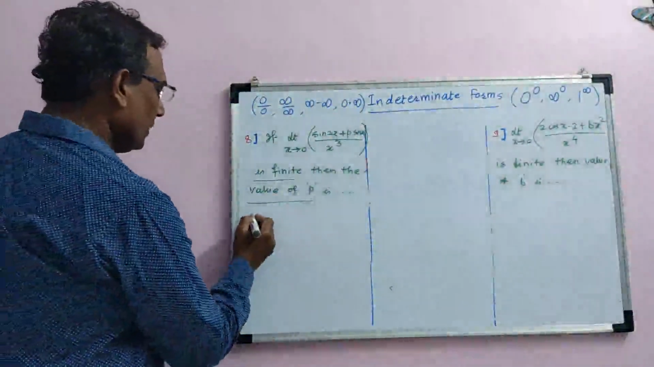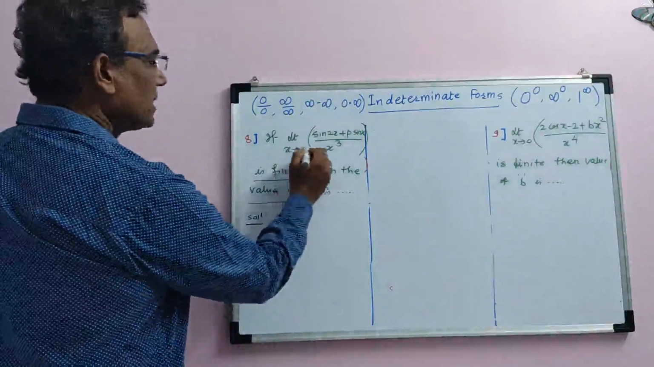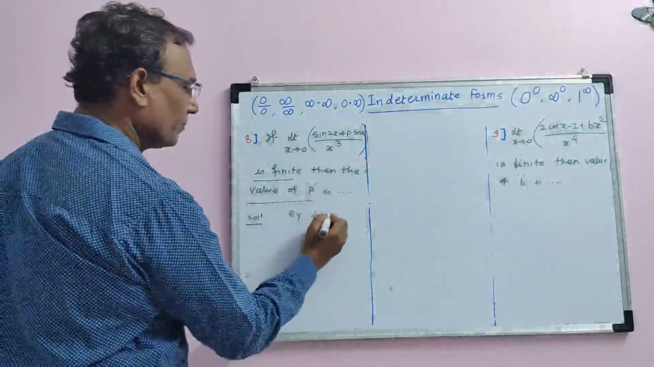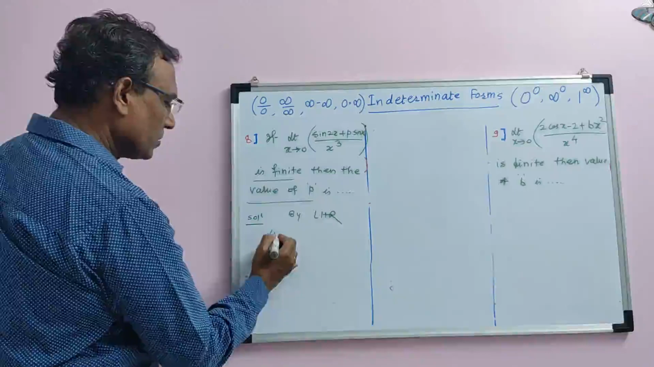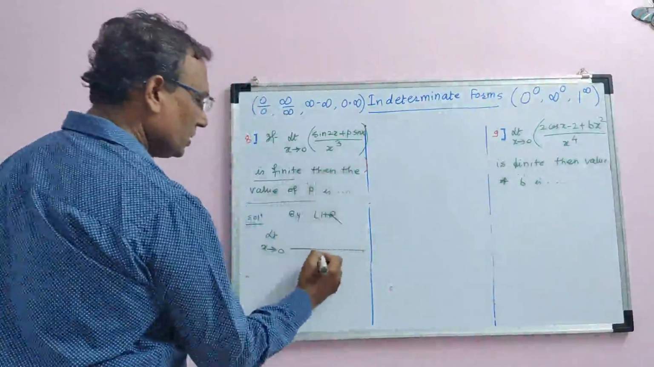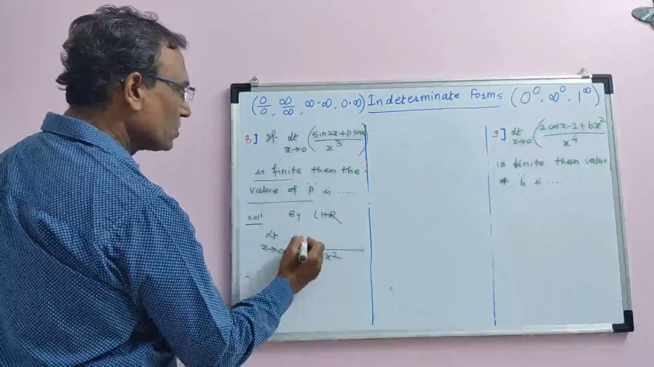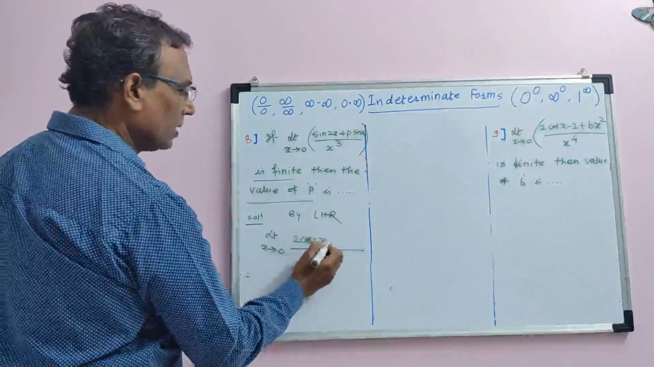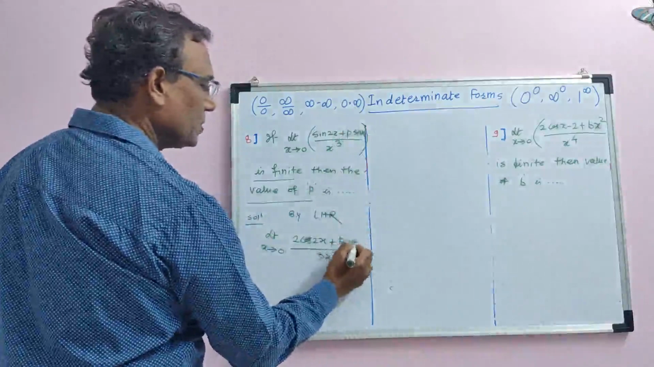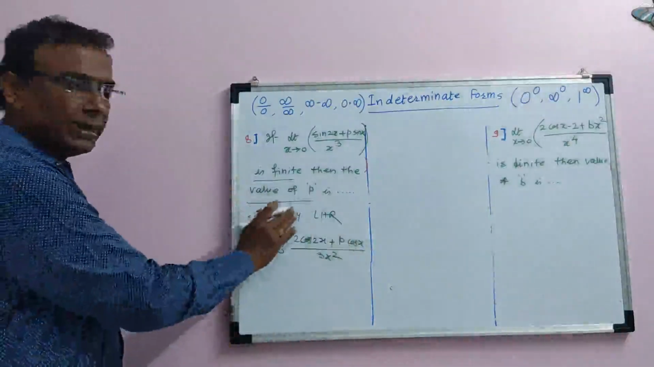So what we have to do here: for x equal to 0, the denominator is 0, therefore by L'Hospital rule, limit x tends to 0, derivative of x cube is 3x square, derivative of sin 2x is what? 2 cos of 2x. Derivative of sin x is what? Cos x. P is a multiplicative constant. So we applied L'Hospital rule.